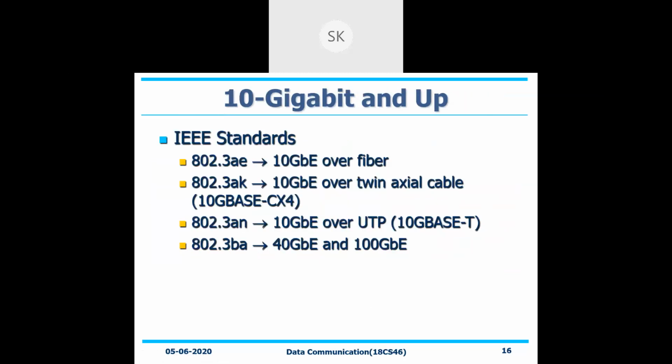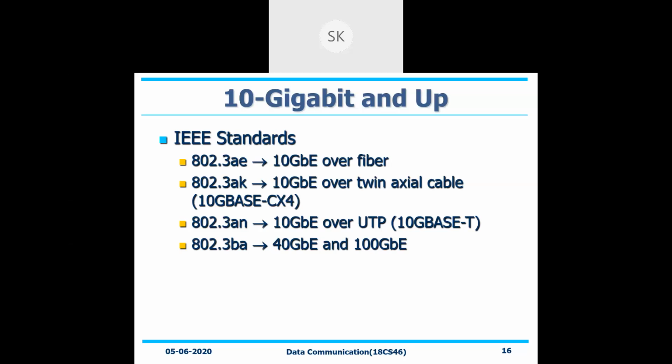Next, the last one, that is your 10 gigabit and up. With respect to that, what are all the IEEE standards that we are following? That is what we have just listed over here in this particular slide. It is 802.3ae, it starts with AE. From that, 10 gigabit Ethernet over the fiber will be using it.